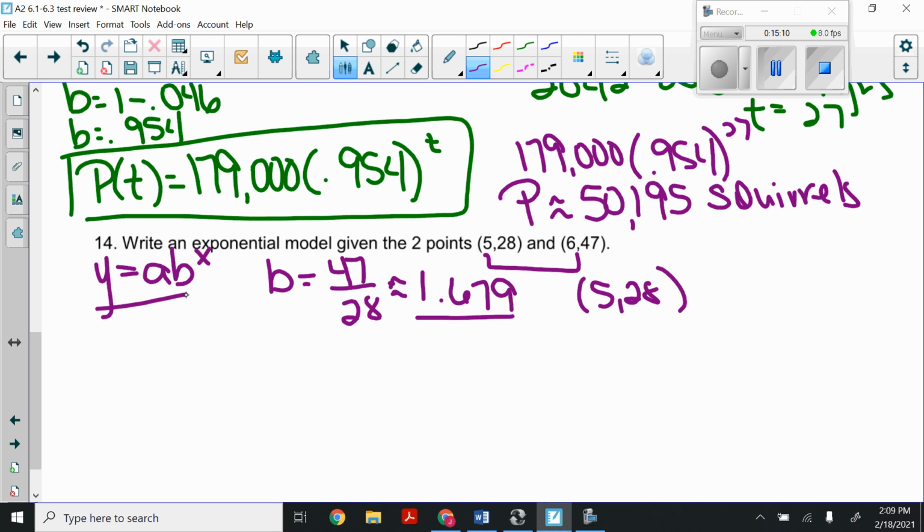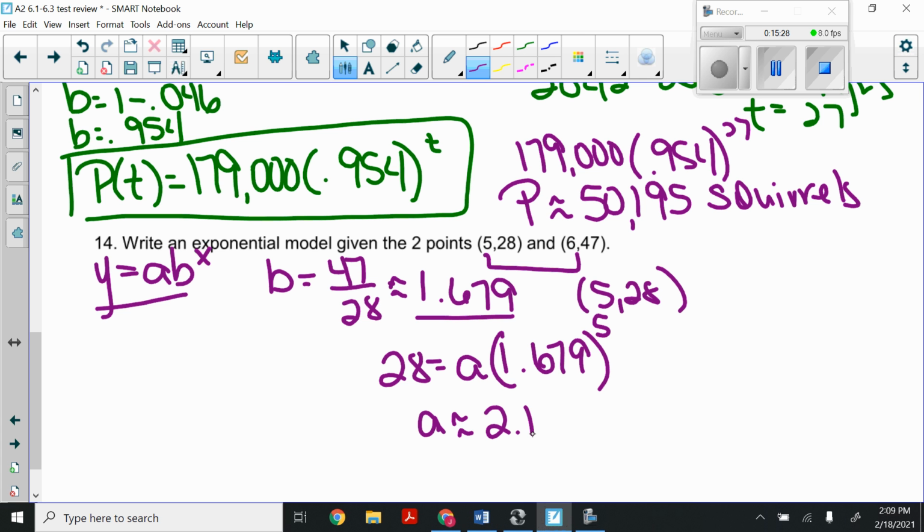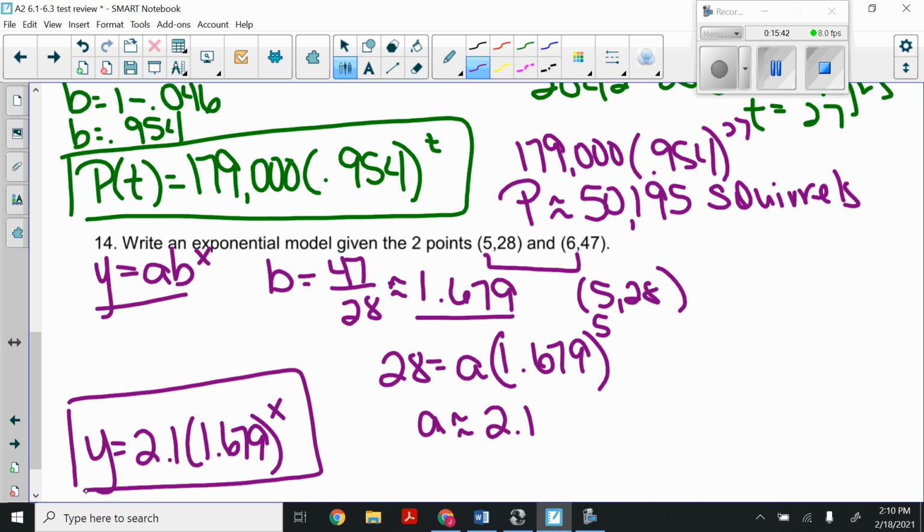So instead of y, I'm going to plug in 28 equals A. That's what we're looking for. B, we just found, 1.679 to the x power. The x value that I'm using is 5. So when I solve this, I find out that A is approximately 2.1. Therefore, my equation, y equals 2.1 times 1.679 to the x power. There's my exponential model.